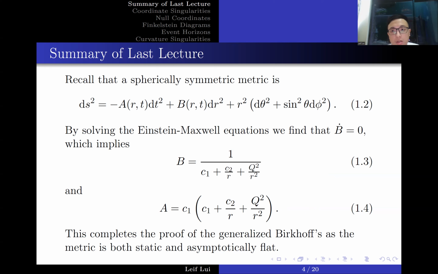So basically, we've shown that both A and B are time independent, which implies that they are static. And we've shown that they are asymptotically flat, because if we set r to infinity, B and A do not diverge. In fact, they converge to a constant. So this means that they are asymptotically flat.